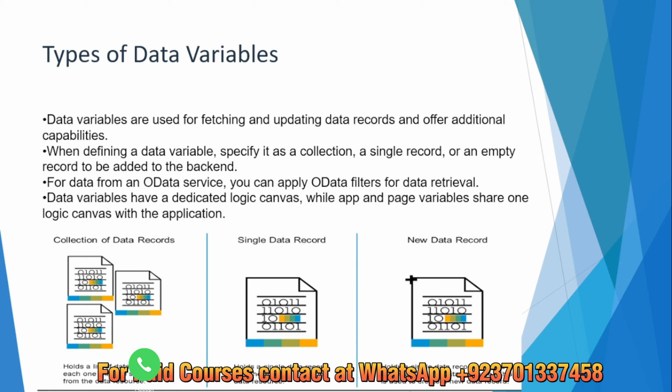So as we have mentioned, there are three types of data variables. One is collection of data records, the second is single data record, and the third one is new data record. For fetching the list of records, many records, we use the collection of data records. A single data record holds a single data record with the schema from the data source. And last but not least, new data record. It is used for the creation of a record and holds a single data record schema from the data source. This is used to create a new data record, as we have already mentioned before.